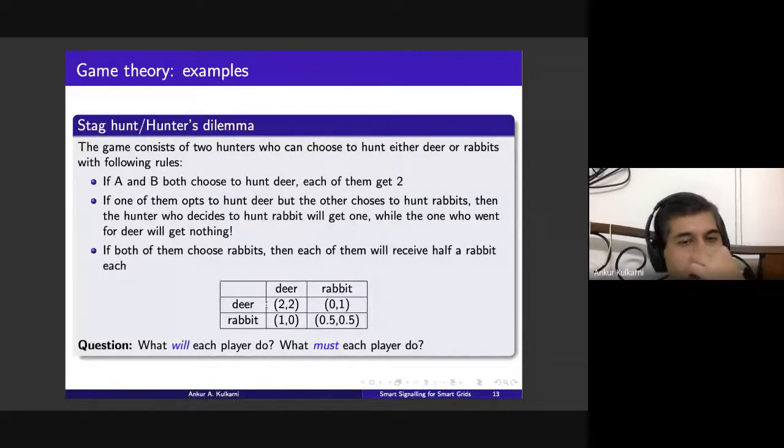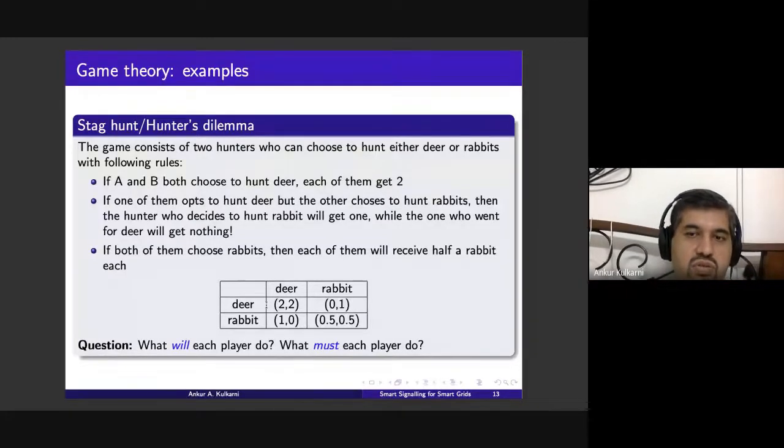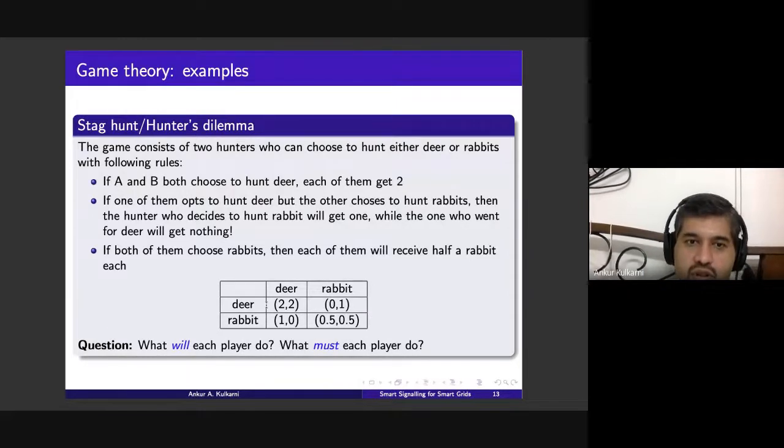So here's another game, which is called the Hunter's Dilemma. This consists of two hunters. They are both poised to hunt down either a deer or a rabbit. They both have a deer in their sight, and they are deciding whether to attack the deer and hunt it or not. Now, if only one of them opts to hunt the deer, he will not be able to hunt it himself. The deer is big, it needs two people to hunt it.